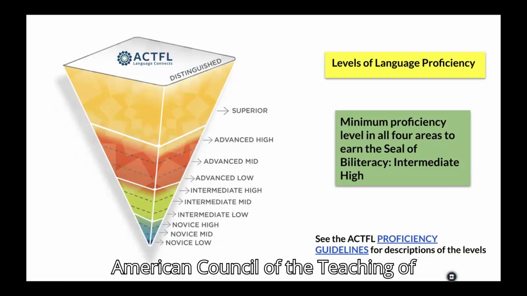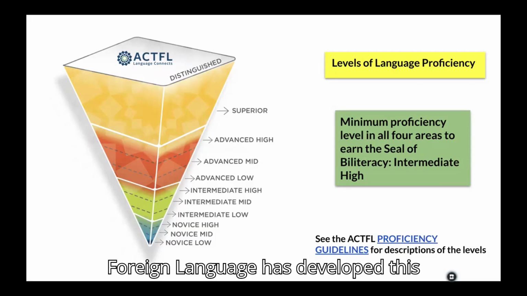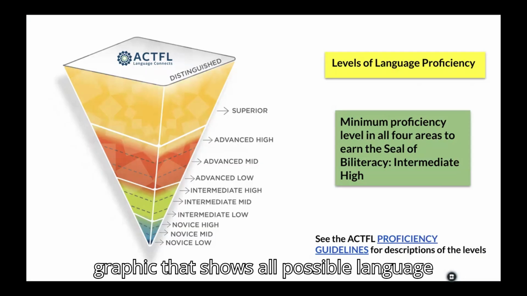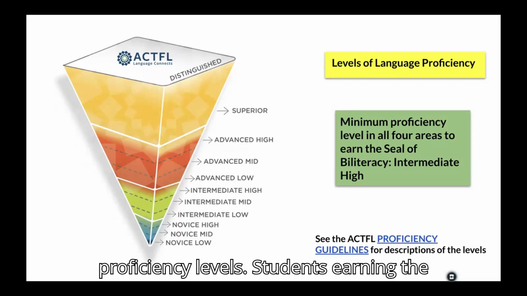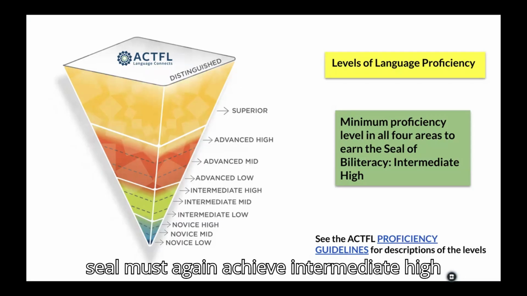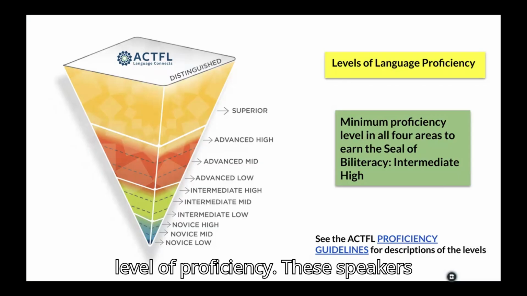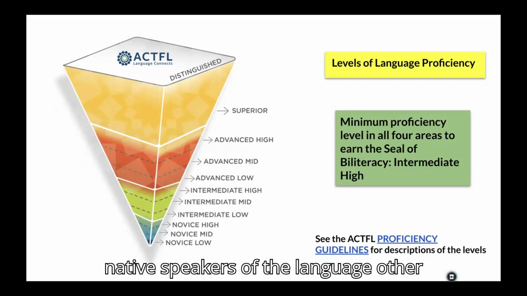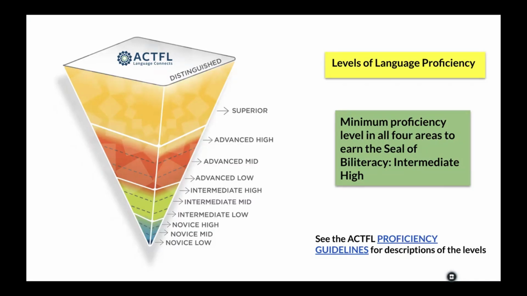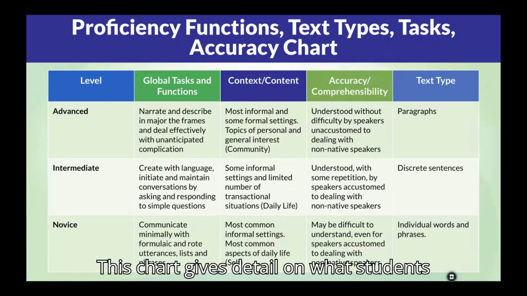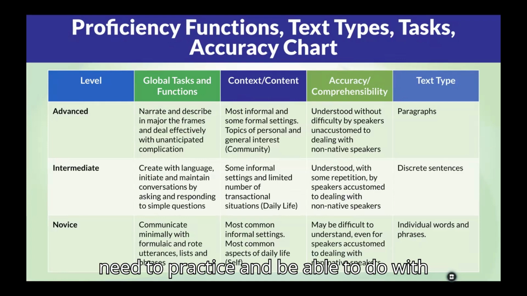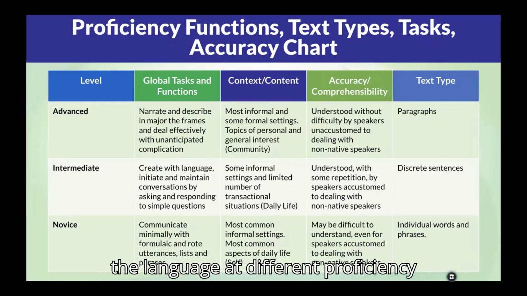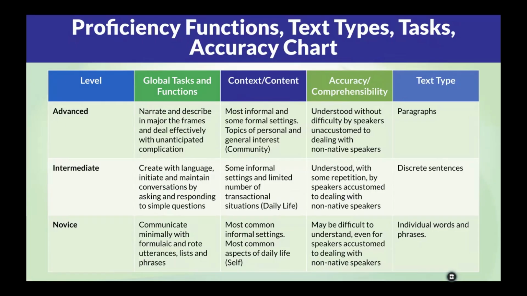The American Council on the Teaching of Foreign Languages has developed this graphic that shows all possible language proficiency levels. Students earning the seal must again achieve the intermediate high level of proficiency. These speakers are able to communicate successfully with native speakers of the language other than English, mostly at the advanced level. This chart gives detail on what students need to practice and be able to do with the language at different proficiency levels.